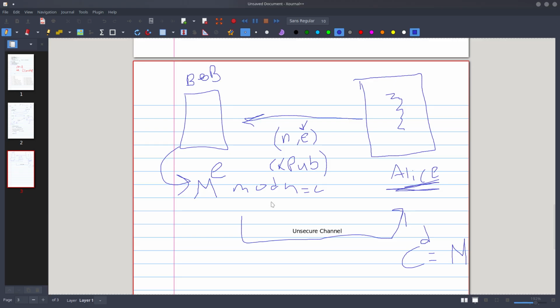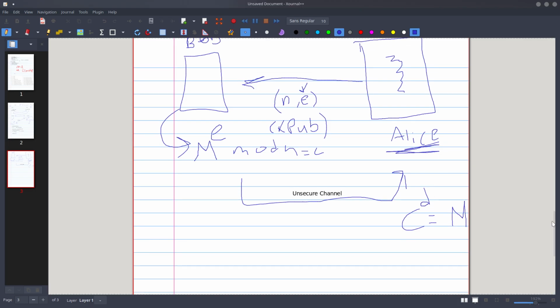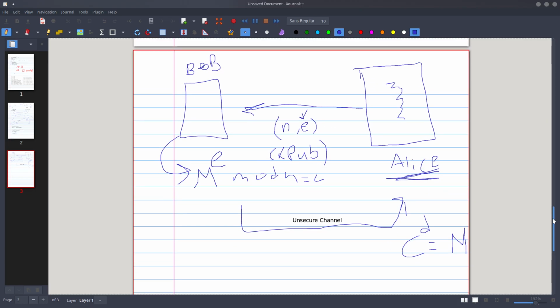Bob computes the ciphertext using the public key, and then Bob sends the ciphertext over the unsecured channel. Well, the ciphertext, not the public key. He sends the ciphertext computed over the unsecured channel back to Alice, and then Alice recovers what the original message was. So I hope that was fairly simple to understand.